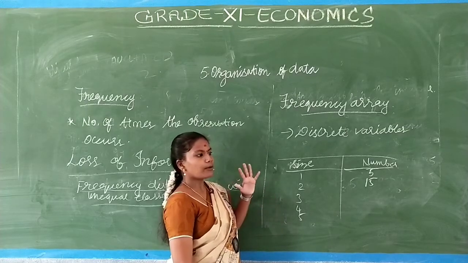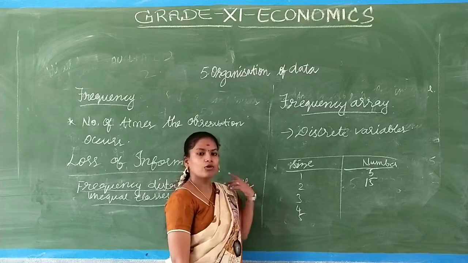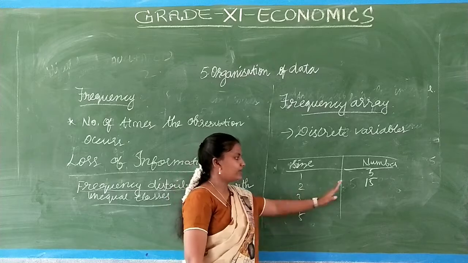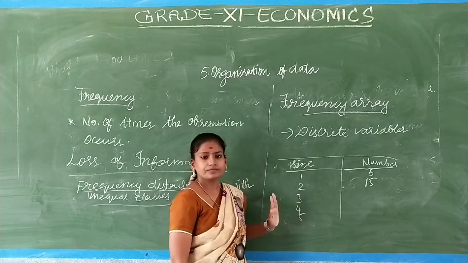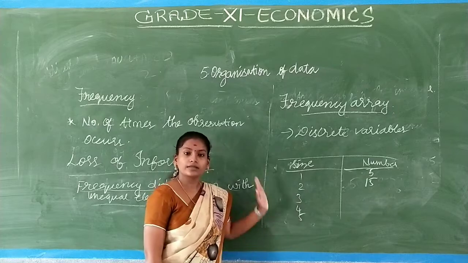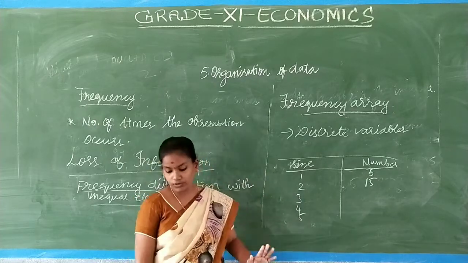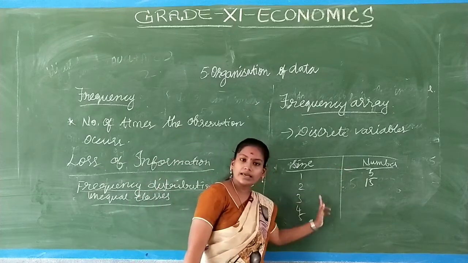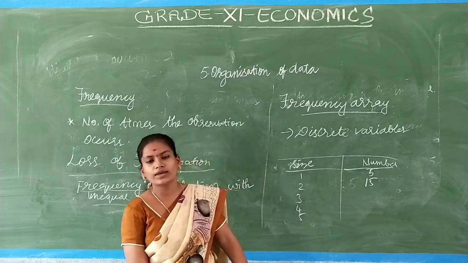Okay, when you talk about whether it is a male or a female, then it will go as a qualitative variable. We are talking only about quantitative variable. That is 5, 15, 20. How many number of people are in that particular house? That is the size of the household. Here, these numbers are there, right? This is called a frequency array.